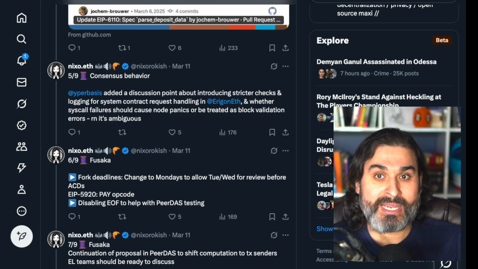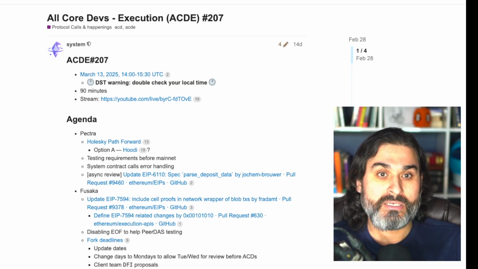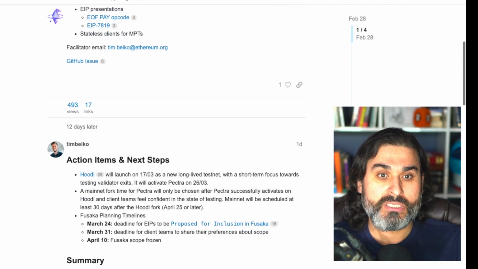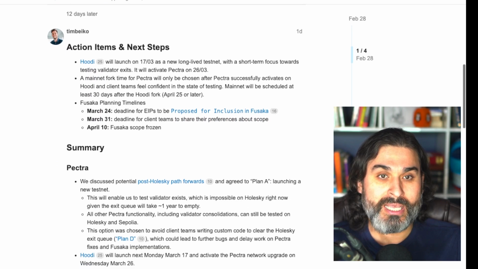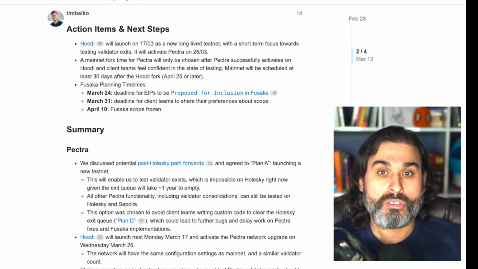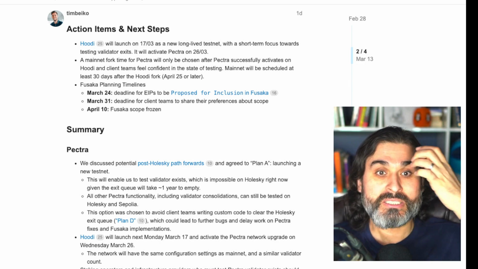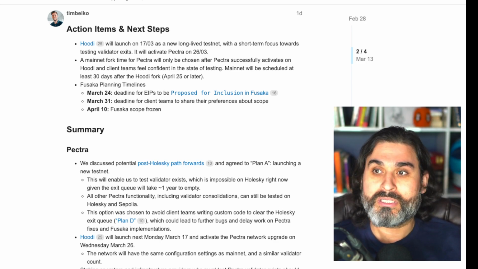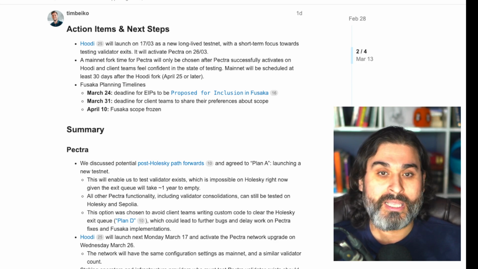So then we actually had the All Core Devs call, and here there was this update put out about it. So that was the agenda, and then Tim Baiko had an update on the actions and next steps. What was decided was a new long-living testnet will be started, and this will be called Hoodie, and it will start on the 17th of March, which is like in 3 days' time. So it's going to be a long-lived testnet.